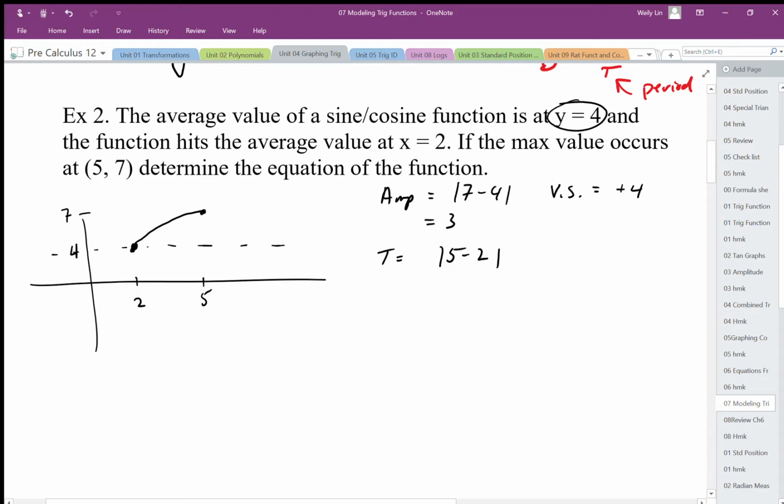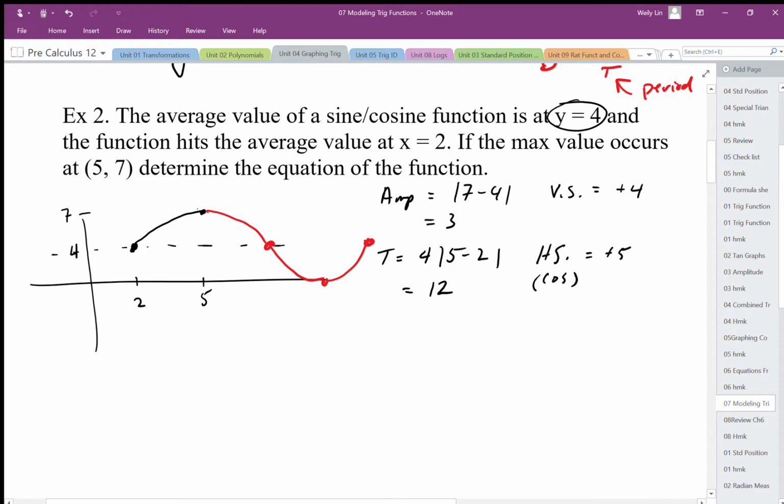That only represents a quarter of the period. That's only one quadrant. So if I want the whole period, I'm going to multiply that by 4. That's another quadrant, a third quadrant, fourth quadrant. So that period then works out to be, what does that work out to be? Period is 12. My horizontal shift, I'm going to use cosine, and my horizontal shift is going to be equal to plus 5.